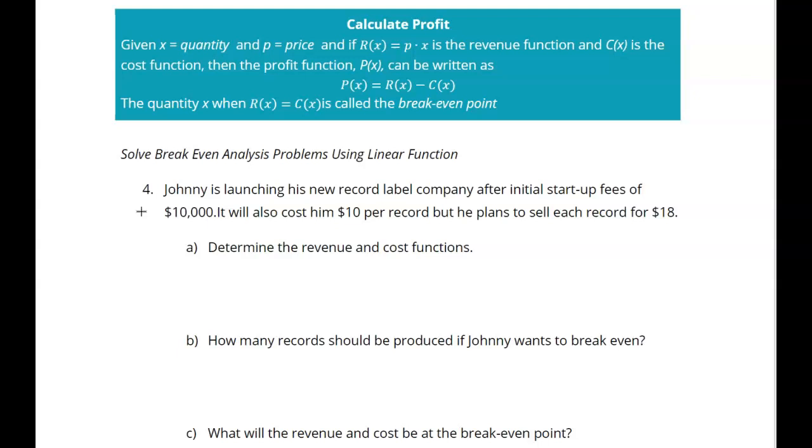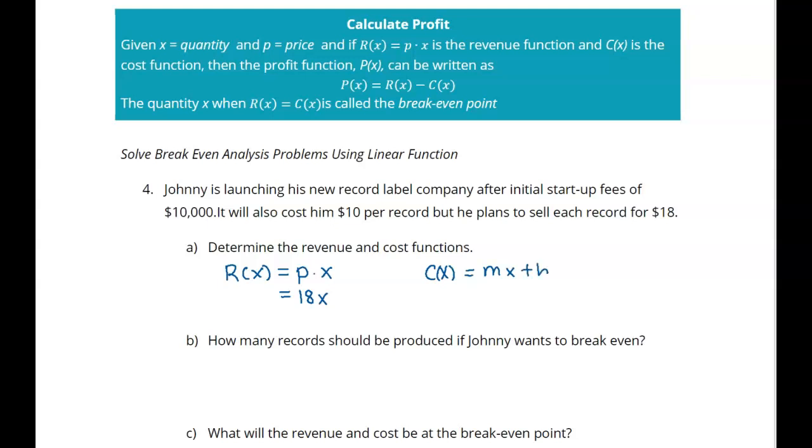So the revenue function is R of X, and this is defined as P times X, where P is the price and X is the quantity. So the price, we know that he plans to sell each record for $18. So the price per record is 18. Therefore the revenue will just be 18 per quantity X. So revenue is 18X.